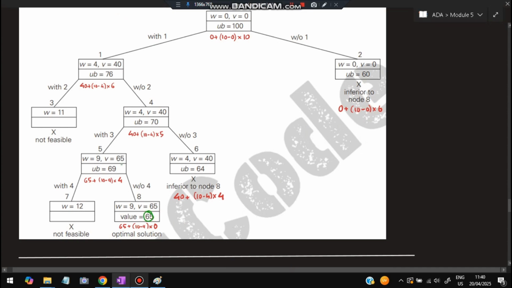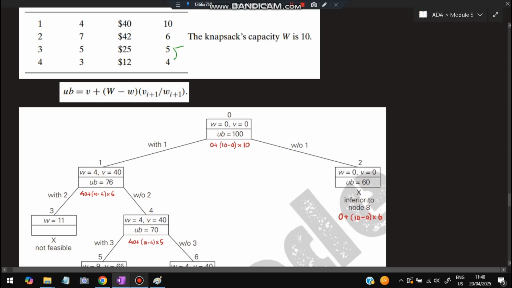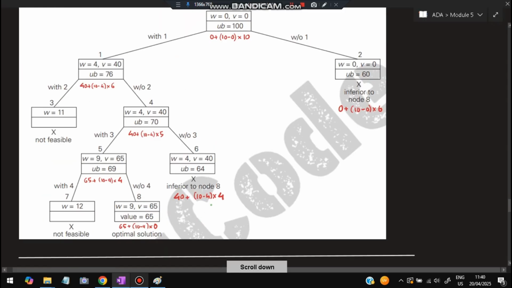I can expand this one also to check if it is greater than 65. If I do, what will happen? If I don't consider 3, weight and value will be the same, but UB will change. 40, which is from here, plus 10 minus 4 into 4. How have I taken 4? I'm in the third zone, and the third zone's next value is the 4 ratio, so I'll be multiplying it with 4. What answer am I getting here? 6 4s are 24. 24 plus 40 is 64. I got 64 here, but I already have 65 here. I cannot expand this further.